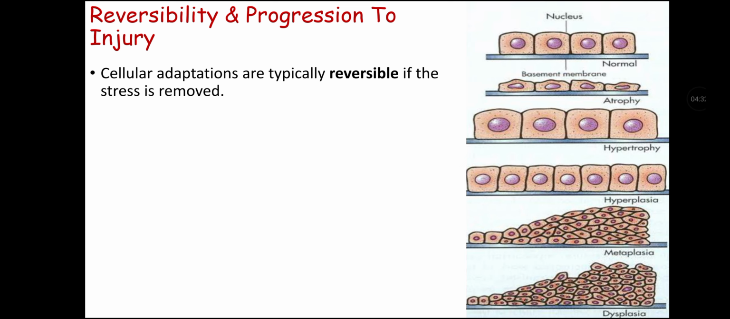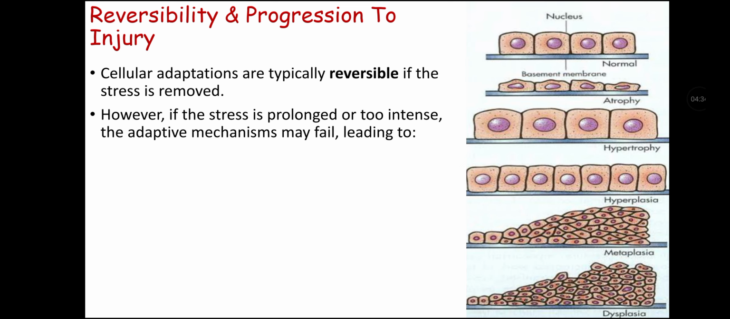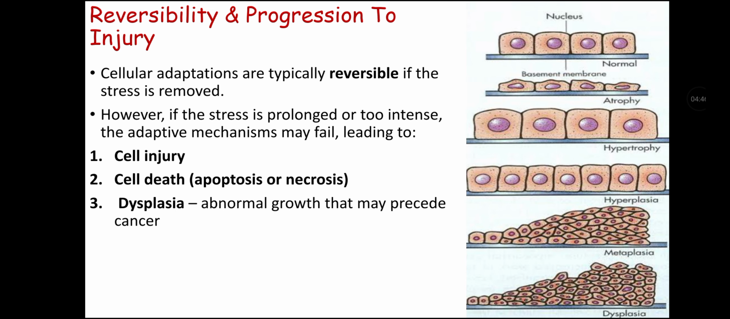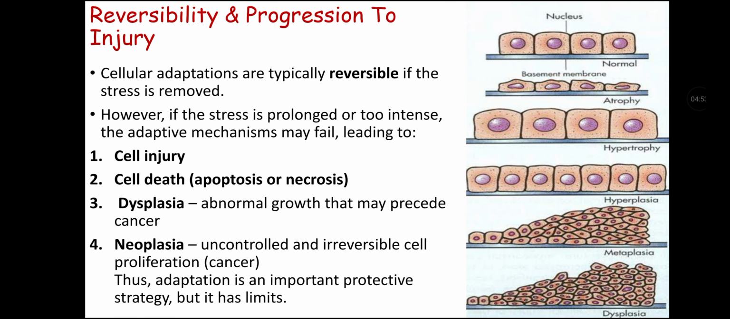Cellular adaptations are typically reversible if the stress is removed. However, if the stress is prolonged or too intense, the adaptive mechanism may fail, leading to cell injury. It can also cause cell death by apoptosis or necrosis, can cause dysplasia, that is abnormal growth that may precede cancer, and they can also cause neoplasia, that is uncontrolled and irreversible cellular proliferation. This adaptation is an important protective strategy, but it has limits to what extent it is helpful and to what extent it becomes dangerous.